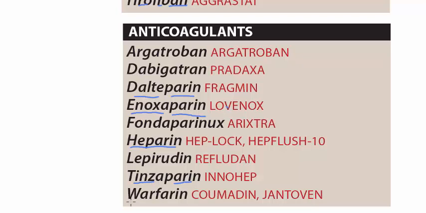And then we have warfarin. And then we have argatroban and dabigatran. Then we have fondaparinux and lepirudin. So the important ones to remember here are heparin, and then enoxaparin, then dalteparin, and then tinzaparin.